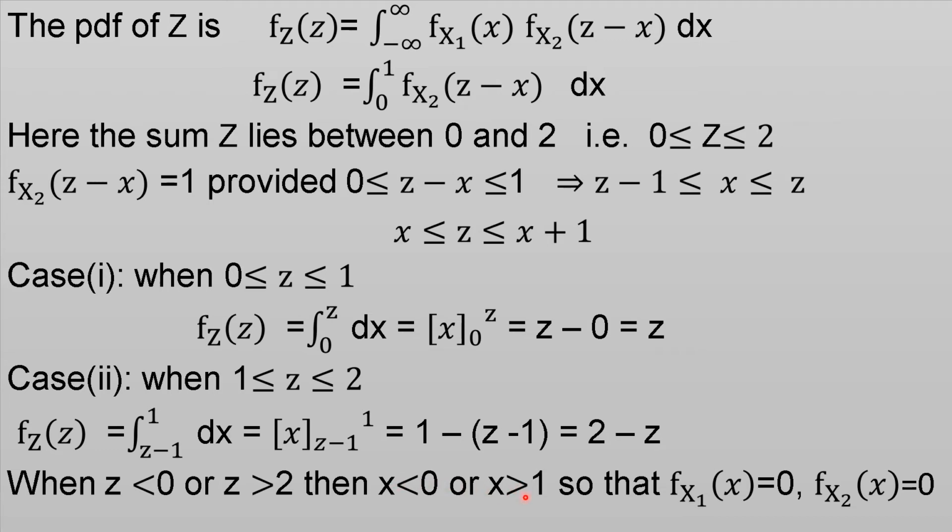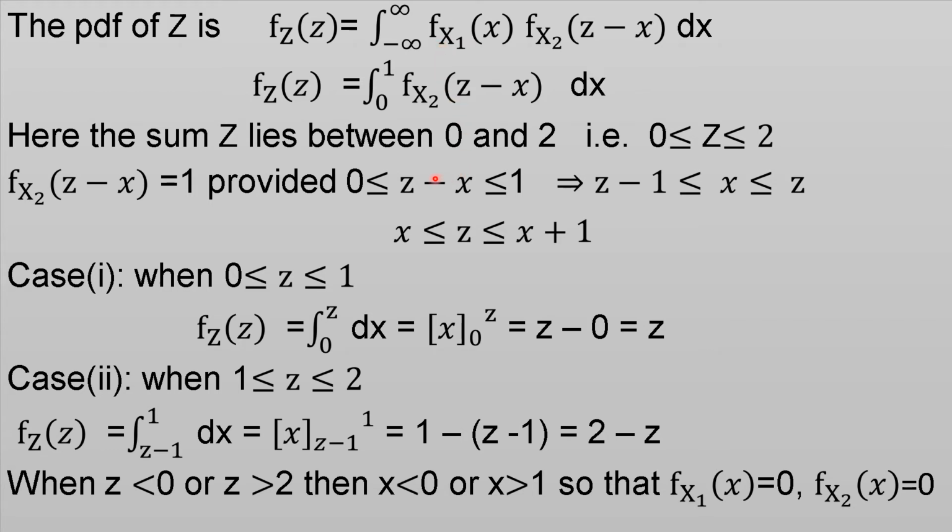So in such a case, for these z values, both fx1 and fx2 are zeros. Fx1 of x is 0 means the whole integral will be 0, or the probability density function fz of z is 0. So for these z values less than 0 or greater than 2, which means x is less than 0 or x is greater than 1, fx1 of x and fx2 of x both are zeros, and hence fz of z will be equal to 0.